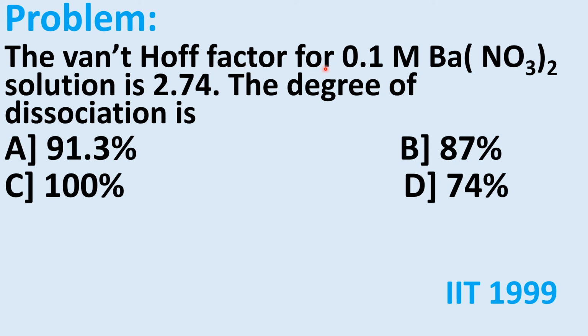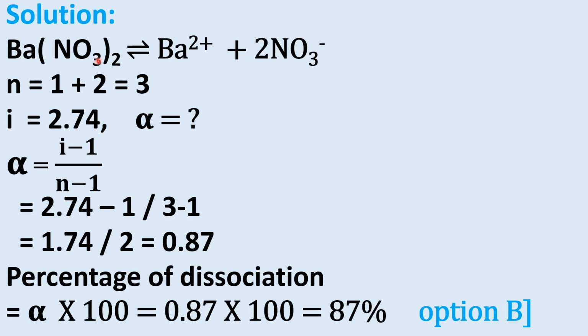The Van't Hoff factor for 0.1 molar barium nitrate solution is 2.74. The degree of dissociation is: option A 91.3%, option B 87%, option C 100%, option D 74%. Barium nitrate dissociates to give barium ion Ba2 plus and 2 nitrate ions NO3 minus. Thus value of n, 1 barium and 2 nitrate, 1 plus 2, 3. Value of n is 3.